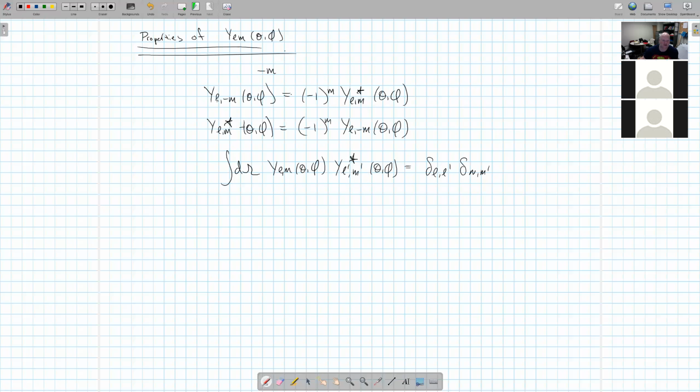And the reason for that, as we talked about in math methods, is that these guys form a complete orthonormal basis. So again, these guys are the basis functions of the 2-sphere, which forms a complete set of orthonormal basis functions.